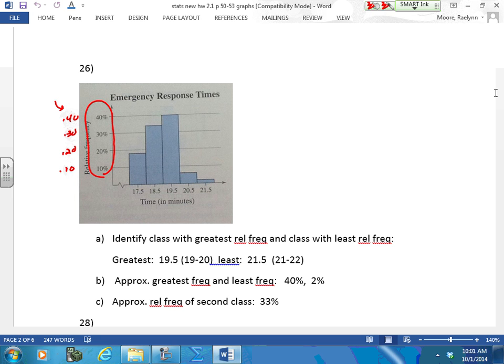Identify the class. You're looking for the class with the greatest frequency and the least frequency. Highest bar, lowest bar. Highest bar, lowest bar. Okay? Now, these are the midpoints. If your midpoint is one away here, what do you think your class width is without the class boundary?